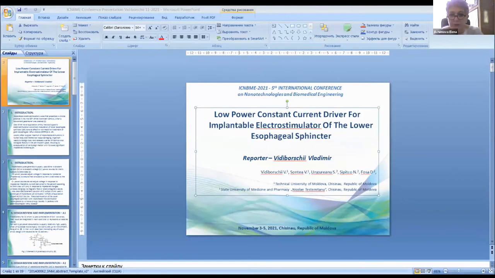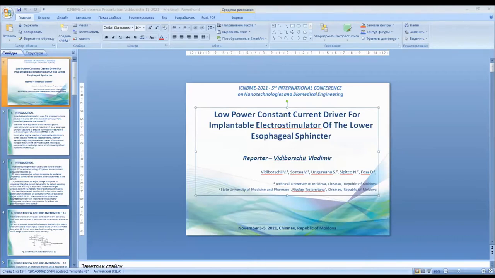Hello, dear colleagues and invited guests. My name is Vidyuborsky Vladimir. I am from the Technical University of Moldova and will present my work done in cooperation with the Medical University of Moldova. I will report on the progress of our current job, which was done for a low power constant current driver for an implantable electrostimulator of the lower esophageal sphincter.